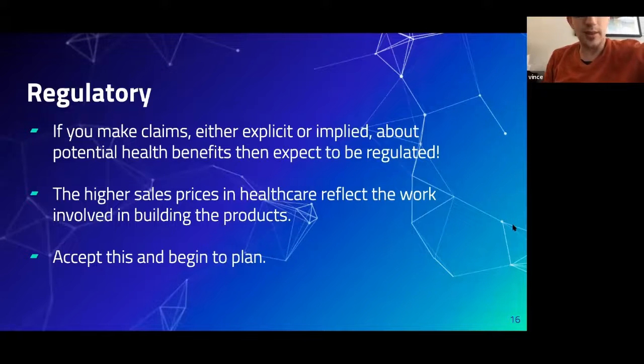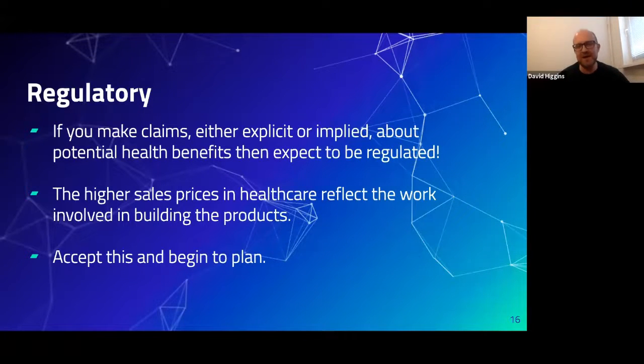So in healthcare, you typically get a higher sales price. Valuations are higher. And it's not always understood by outsiders that this is a reflection of the costs involved. This is not just profiteering. There is a deep body of work when you work in this space in order to get through the regulatory hurdles. That's the real reason that you're able to charge higher prices for your product, and it's the reason that your company has a higher valuation.